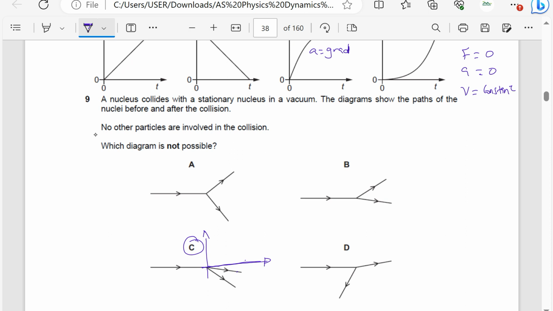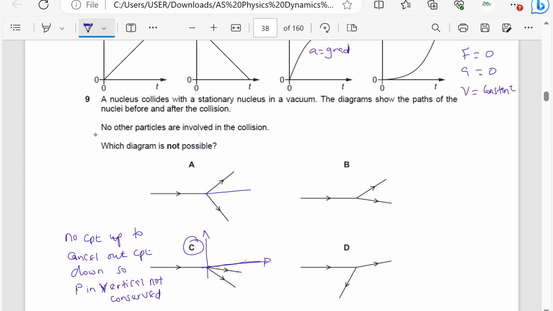Reason: there's no component up to cancel out the components down. So we say that momentum in the vertical is not conserved. For the rest, you notice that, remember, the nucleus was moving in the horizontal, so total momentum should still be in the horizontal.